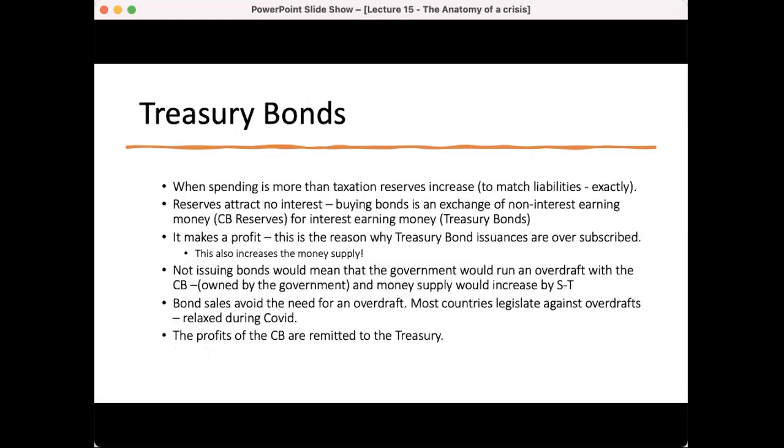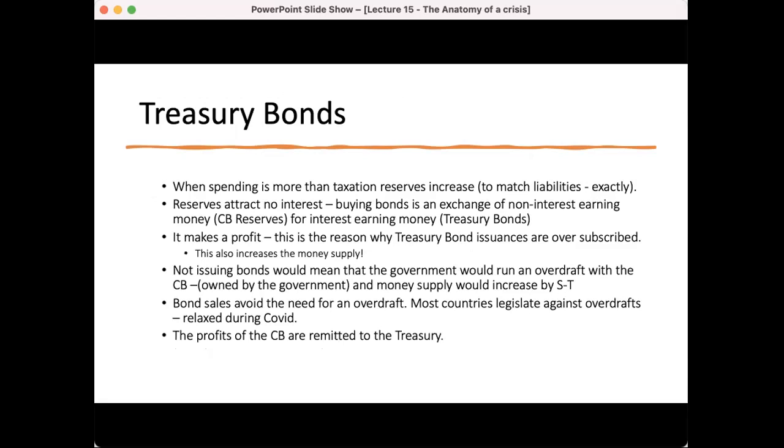So, when a government operates on a deficit, it usually issues treasury bonds to the same amount as the deficit that it's operating on. So when spending is more than taxation, reserves increase in the central bank by exactly the same amount. Now this relates to treasury bonds. Just bear with me for a minute.